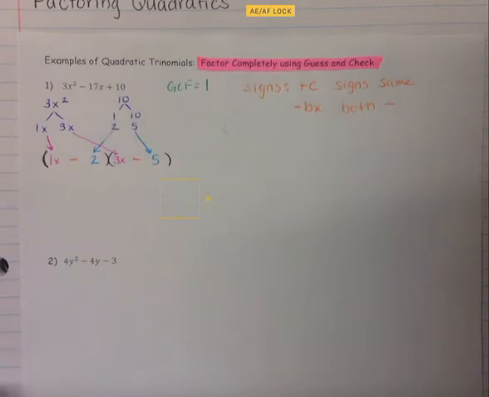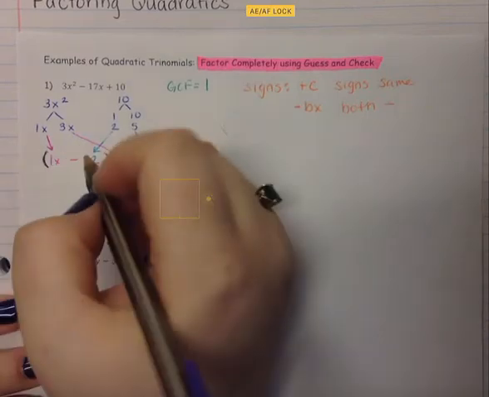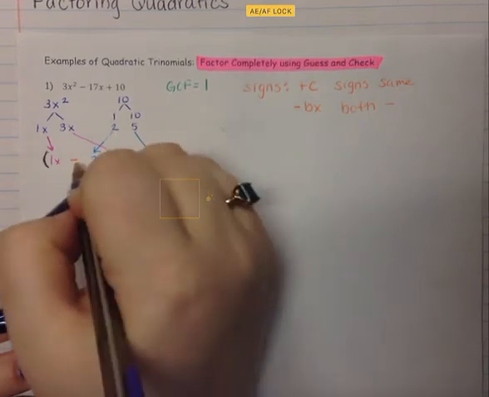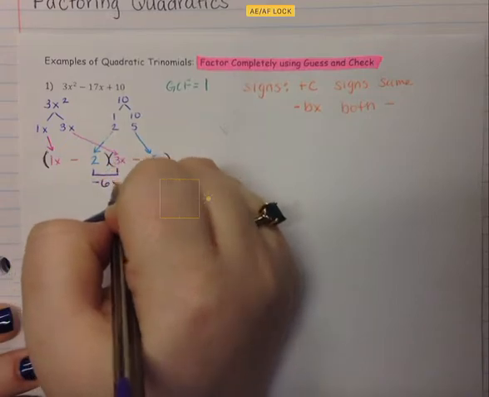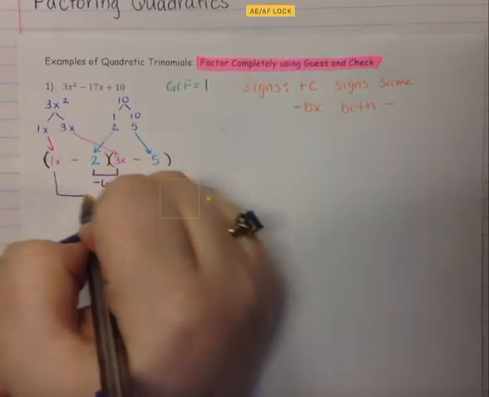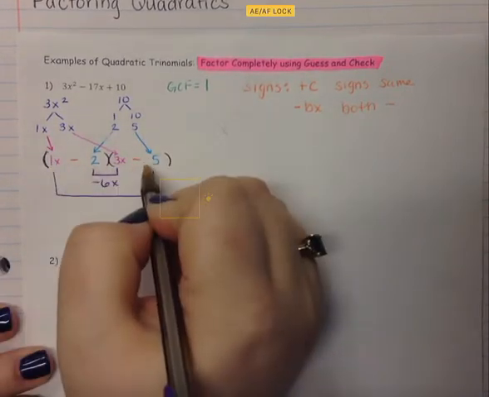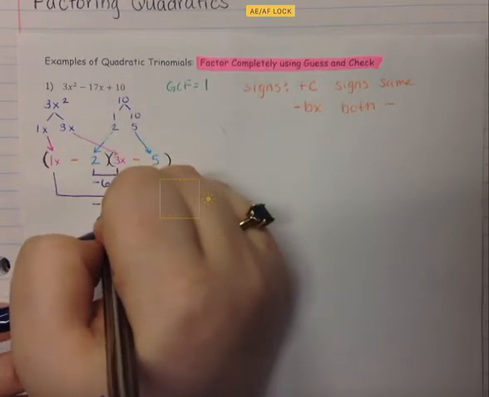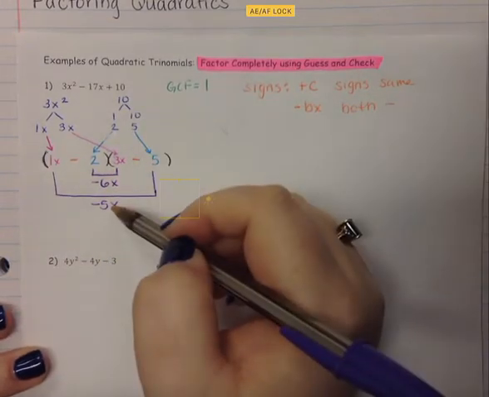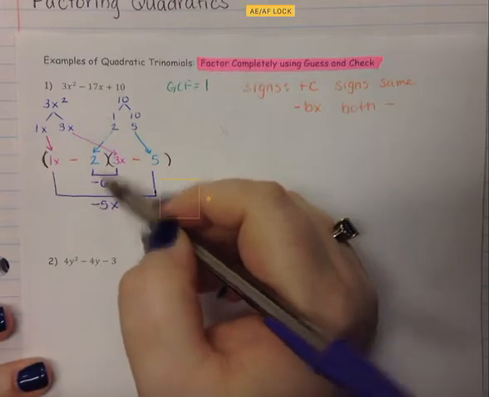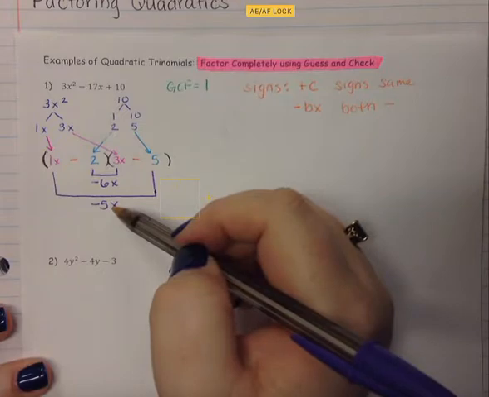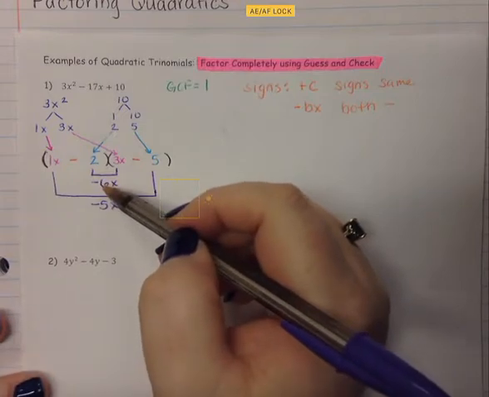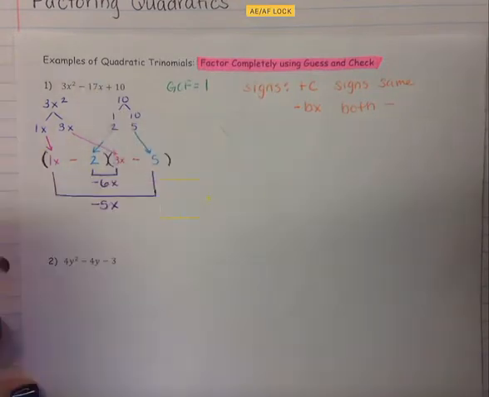So this is my first guess. Now I'm going to check it. To check, you multiply the inside numbers. So negative 2 times positive 3x is a negative 6x. And then you multiply the outside numbers. 1x times negative 5 is negative 5x. These are supposed to combine somehow to become that bx term. Negative 5 and negative 6 will give us a negative 11. That does not give us negative 17.